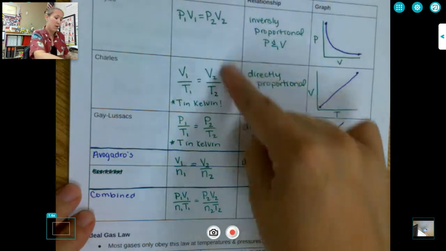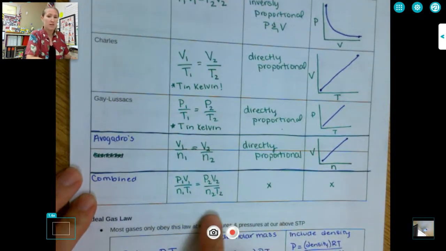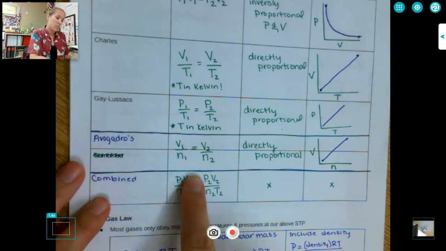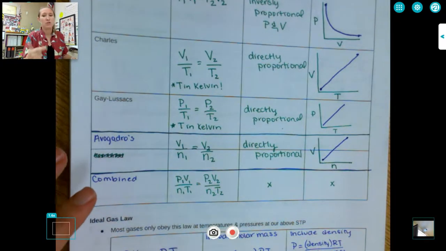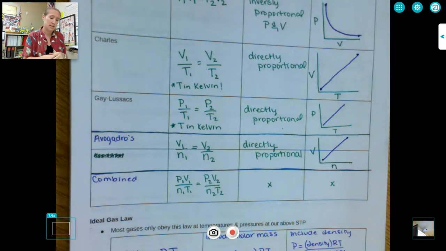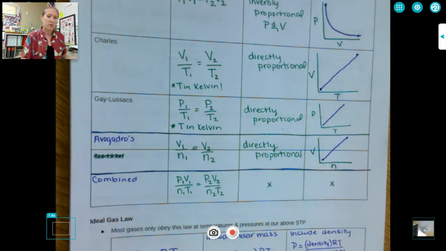Finally, I can combine all four of these together into the combined gas law. And that we would use if we're changing things like pressure, volume, moles of gas, and temperature. So all four variables changing from one set of conditions to the next. And we don't have to worry about our relationships there.